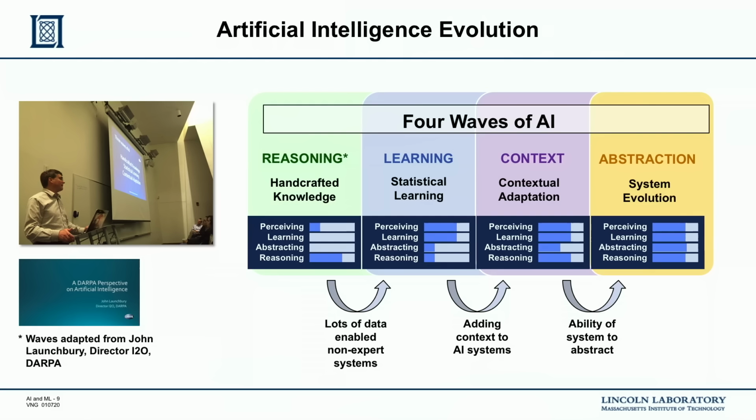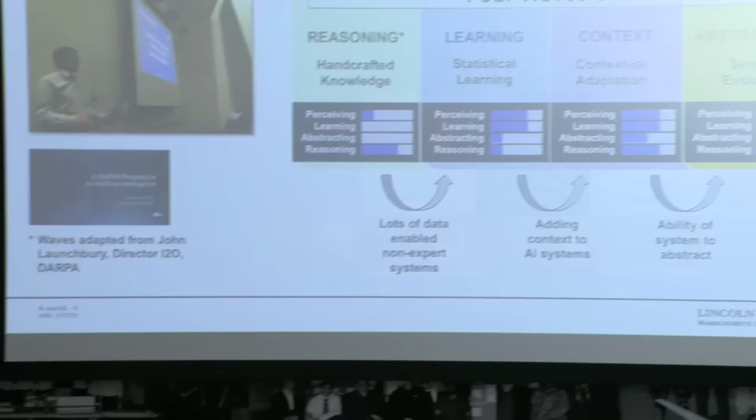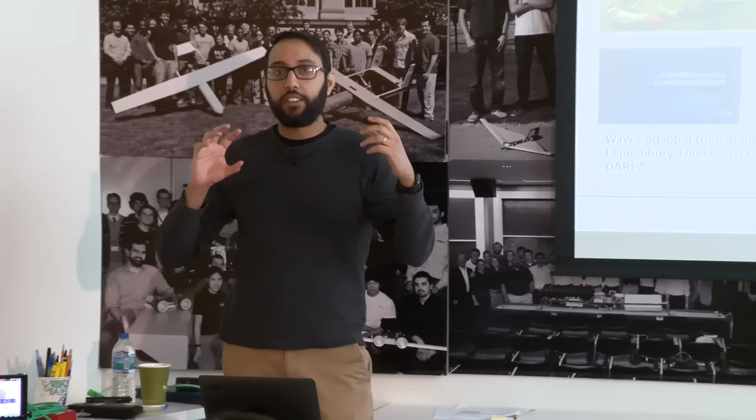But the key concept over here is being able to have the system automatically abstract and reason. So the way that we think about things, right? If I see a chair over here and I put a chair somewhere else, I still know it's a chair because I'm using other context. Maybe it's next to a table or stuff like that. Some early research going on in that area.